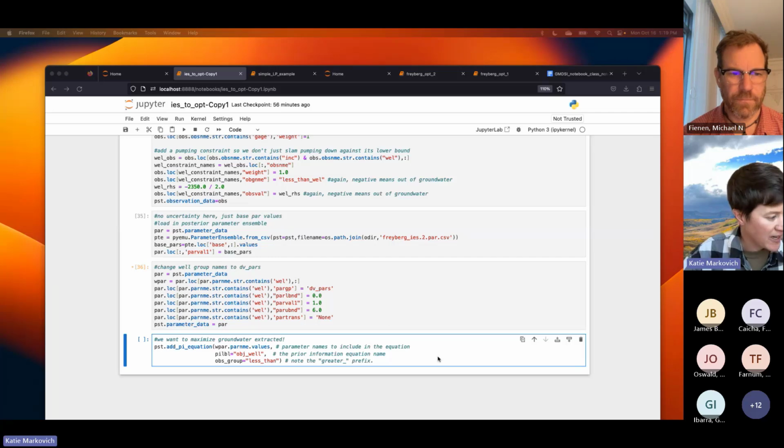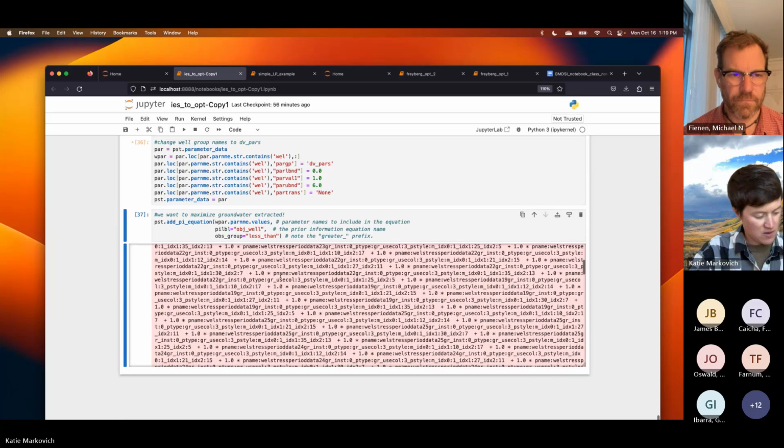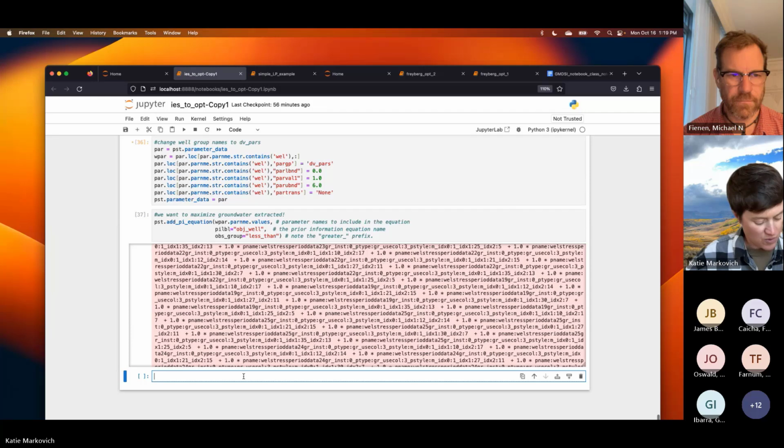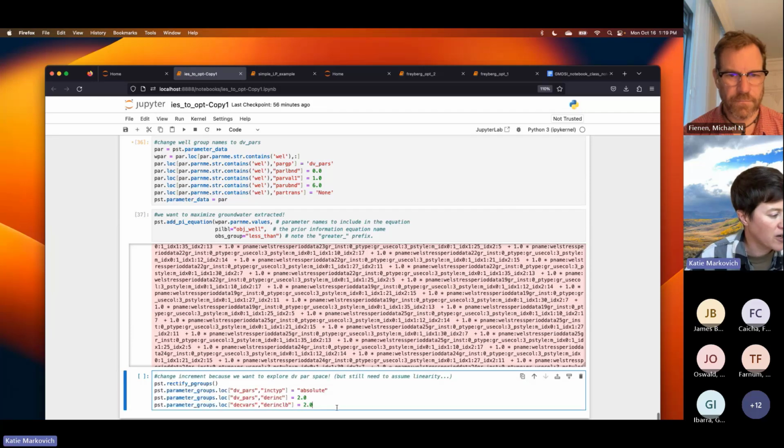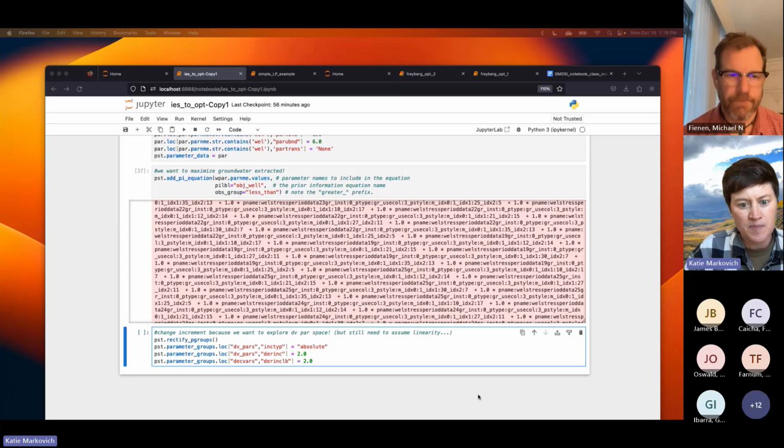And then this is where we can actually add in the, let me just run that. What Mike was just talking about, where we want to mess with the increments basically, right? So, oh yeah, this is absolute. That's why 0 is okay, because it is an absolute.